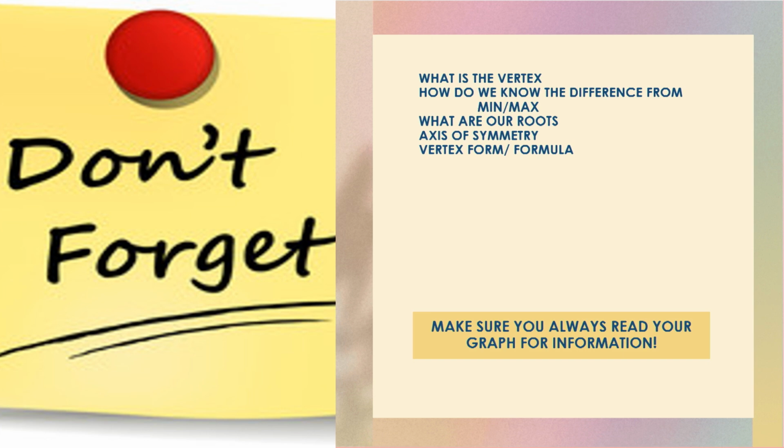When it opens down, I have a max. When it opens up, I have a min. What are my roots? That's where my parabola touches or crosses my x-axis. My axis of symmetry goes straight down through my vertex, through my x value of that vertex. And we learned the vertex form, which is f(x) = a(x - h)^2 + k. Make sure you always read your graphs for all the possible information that you can get.